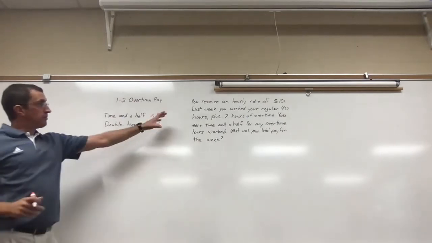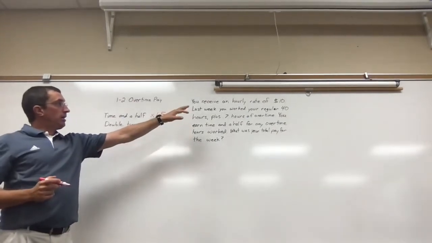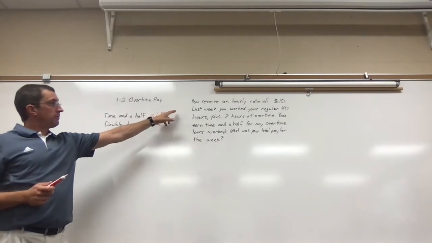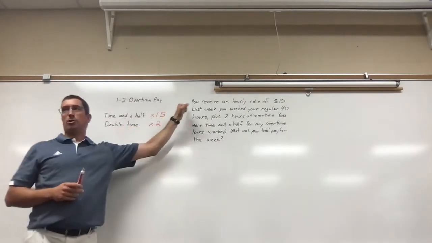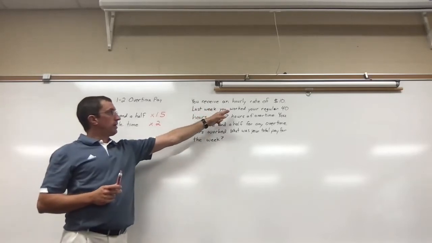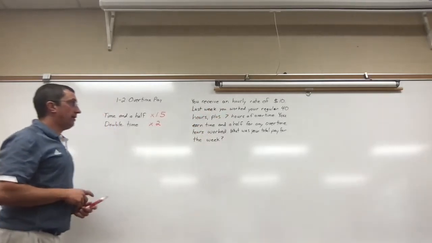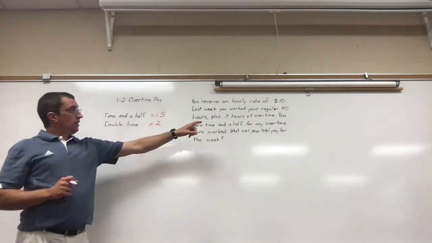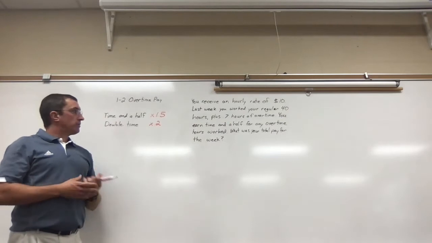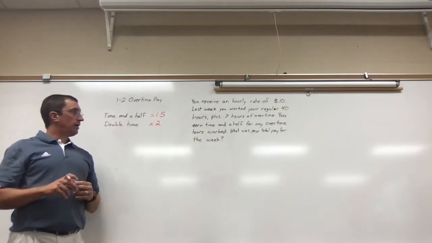All right, now we'll take this example over here. You're going to get an hourly rate of $10 per hour. Last week, you worked your regular 40 hours plus 7 hours of overtime. And this is the way the book will usually present it. They'll tell you what your regular hours are and how many hours of overtime you have, so you don't have to divide or subtract it to figure it out. We're going to earn time and a half for our overtime hours. It wants to know the total pay for the week.